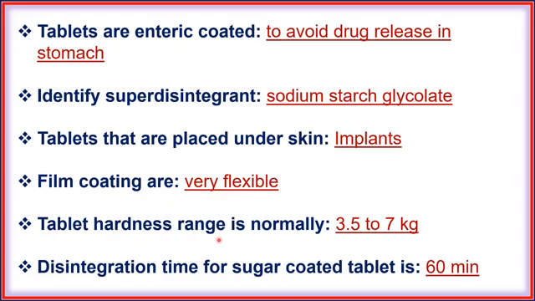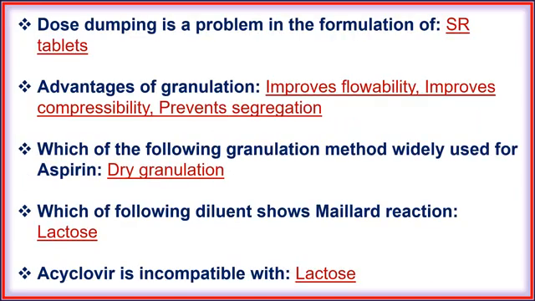Next, tablet hardness range is normally 3.5 to 7 kg. Next, disintegration time for a sugar coated tablet is 60 minutes. Next, dose dumping is a problem in the formulation of sustained release tablets. Next, advantages of granulation are improved flowability, improved compressibility, and prevention of segregation. Next, which of the following granulation methods is widely used for aspirin? Dry granulation.